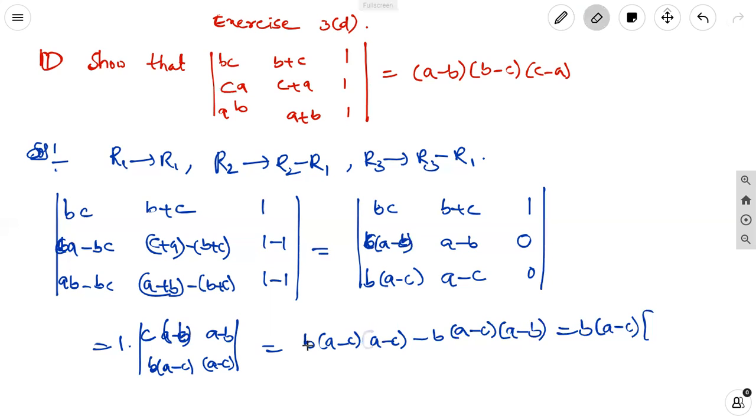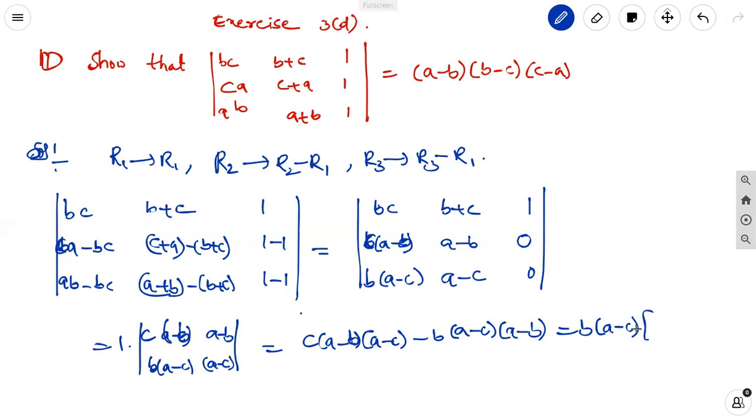Here also, C into A minus B, into A minus C, minus B into A minus C. It is also getting C. It is minus C, A minus B. So minus B, A minus C. Okay, it is A minus B, A minus C, A minus B, A minus C.